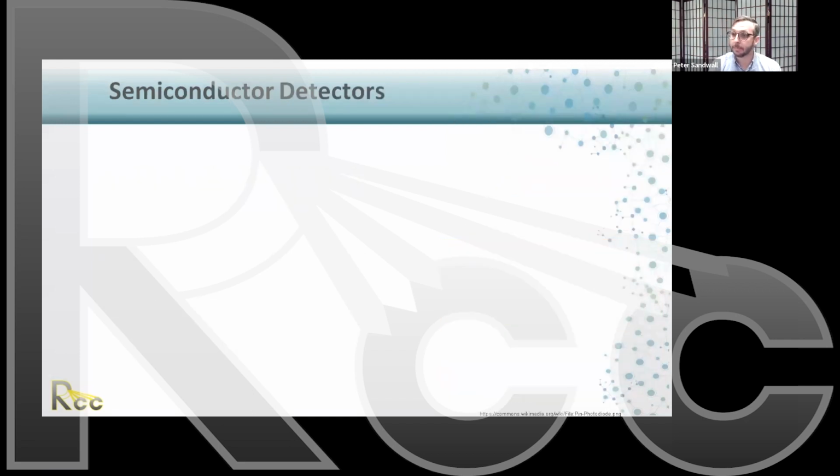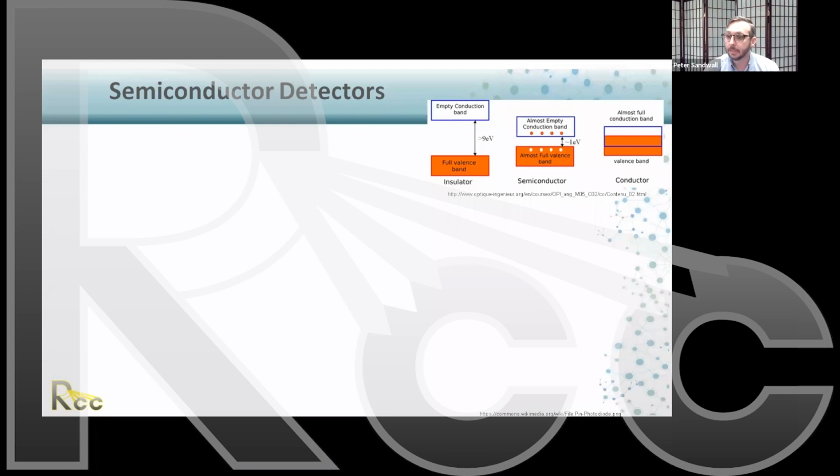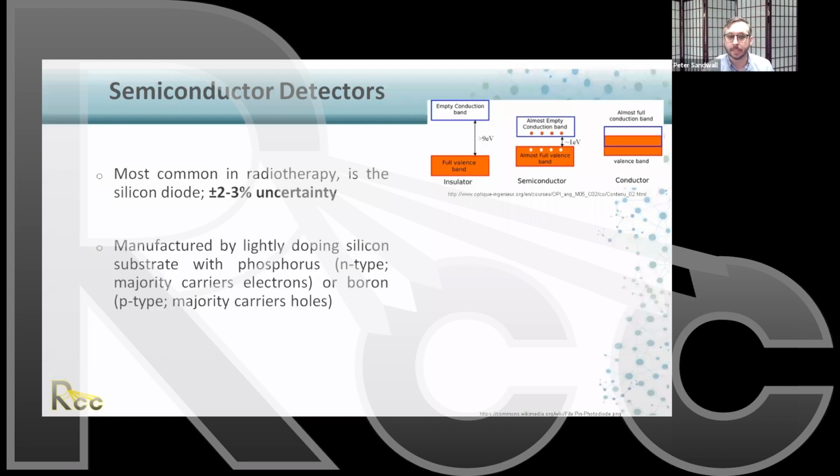Let's talk about these semiconductor diode detectors. The semiconductor is this middle ground. You've got conductors with a conduction band and a valence band, or you've got an insulator where there's a large band gap between the valence band and the conduction band. Semiconductors have a small energy gap between an almost empty conduction band and an almost full valence band. The most common in radiotherapy are the silicon diodes, with about 2 to 3% uncertainty.